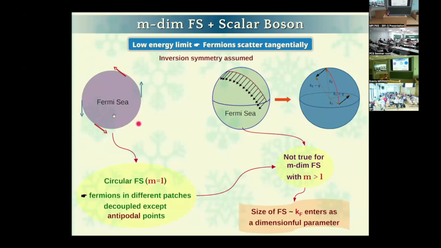So suppose we are considering a fermion at this point of the Fermi surface, then we should also consider its left moving counterpart here. So how much time? I'm already over time. Okay, so I will try to rush and probably we can discuss later.